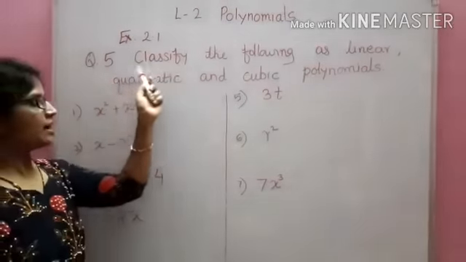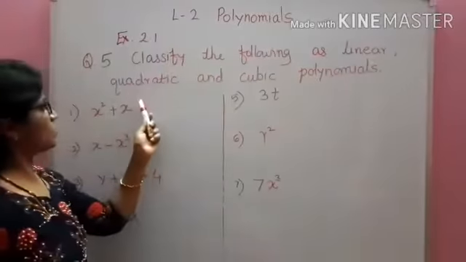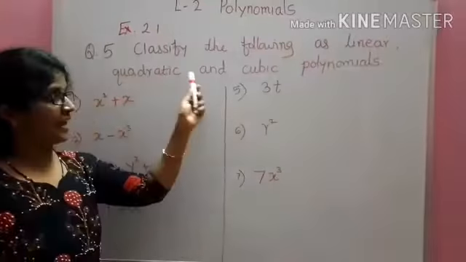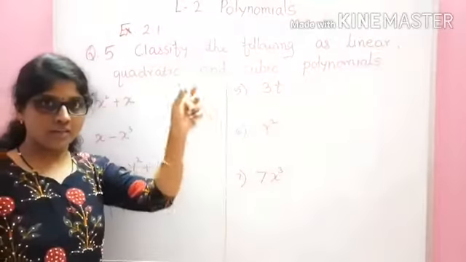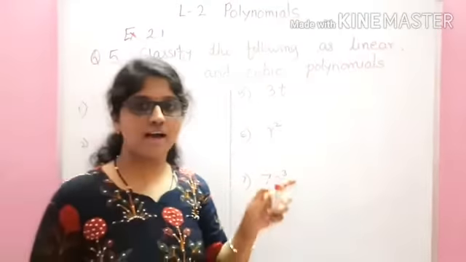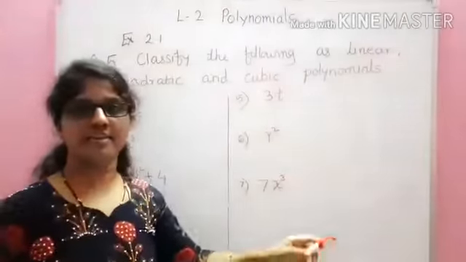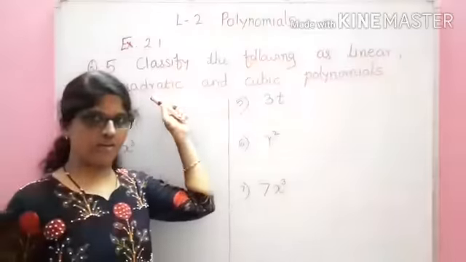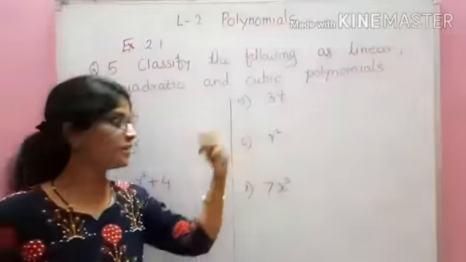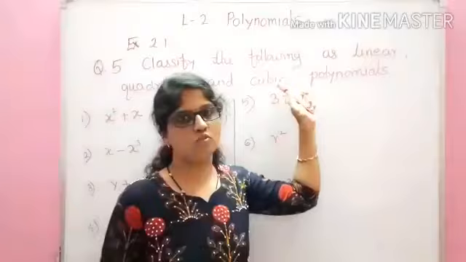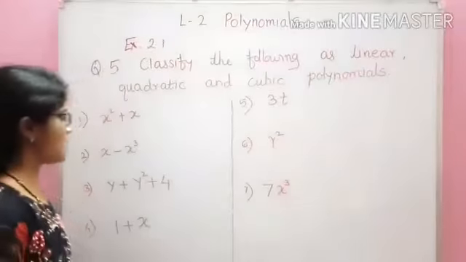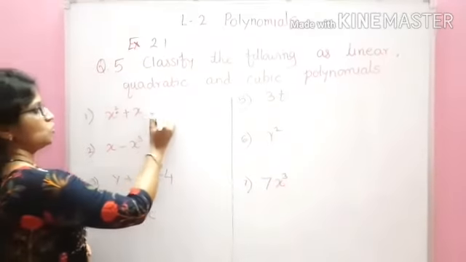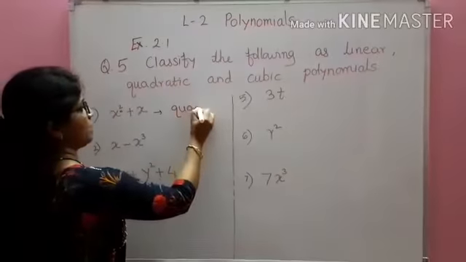Question number 5. Classify the following as linear, quadratic and cubic polynomials. Now what is linear, quadratic and cubic polynomials? Here in the given polynomial you should see the highest degree. If the highest degree is 1, it is known as linear polynomial. If the highest degree is 2, it is known as quadratic polynomial. And if the highest degree is 3, it is known as cubic polynomial. Let us solve some examples. x square plus x, the highest degree is 2. So it is quadratic polynomial.